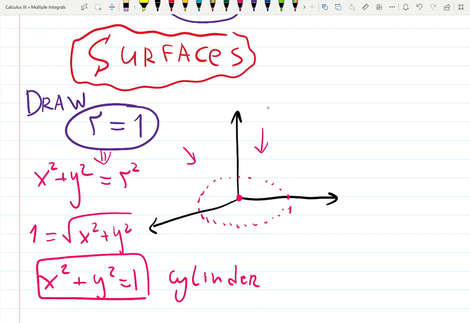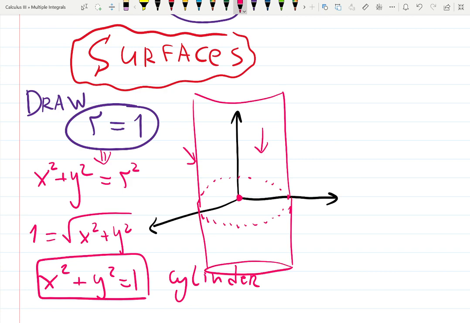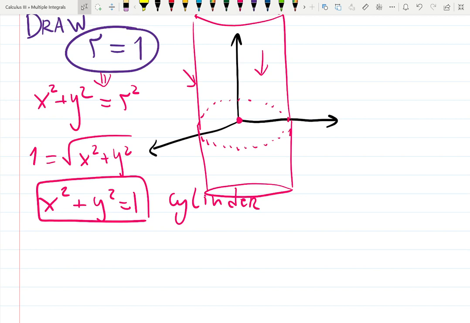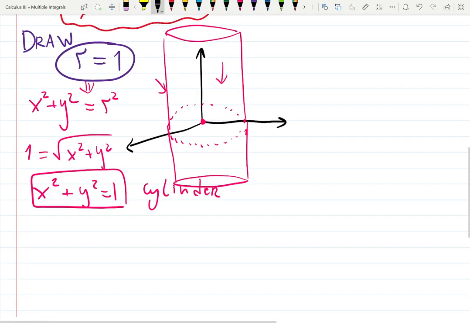It goes up forever, z is not fixed, and down forever, z is not fixed. But x and y are fixed with the equation x squared plus y squared equals 1. Which is not a sphere? No, it's a cylinder. A sphere would have plus z squared.